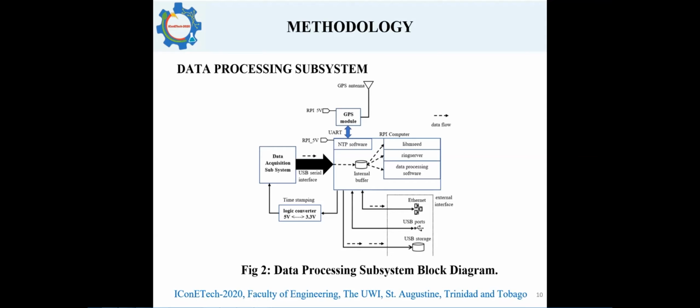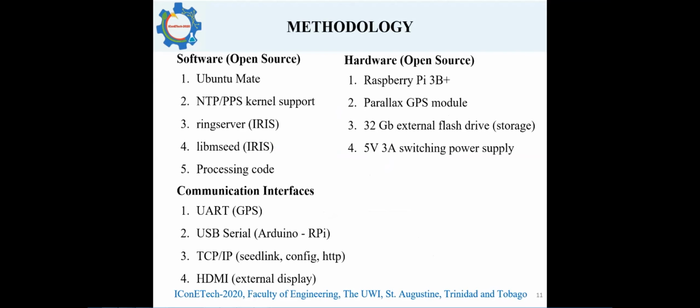The ring buffer allows for clients to connect and stream data packets out through the internet. This slide shows the software, hardware, and communication interfaces used in the data processing subsystem.